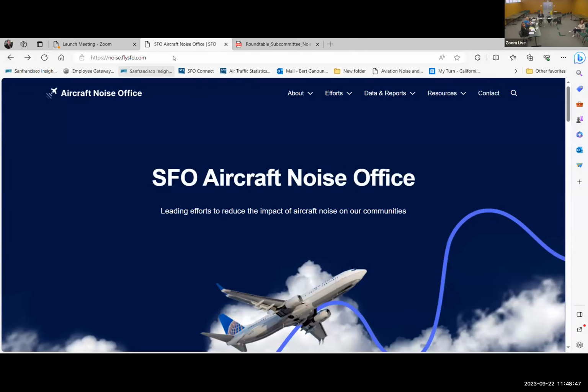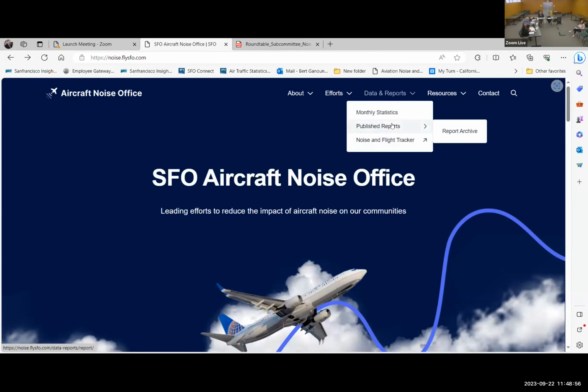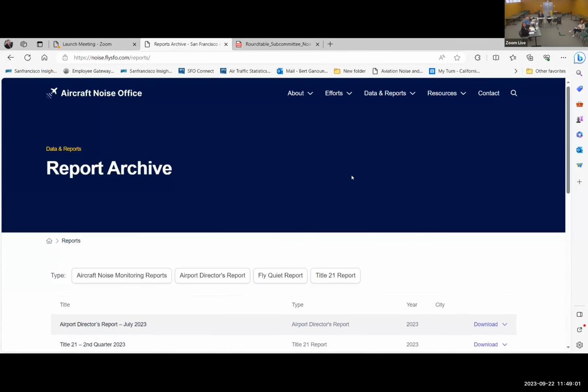To get to the reports, all you have to do is go to Data and Reports. Once you see that, go to Published Reports, Reports Archive link. Depending on what you're looking for, they're by tab. So you can do Title 21 reports, Fly Quiet, the airport director's reports, which are the monthlies, and the aircraft monitoring reports, which are quarterly. And then you can sort by year, city, whichever, and then download the report.